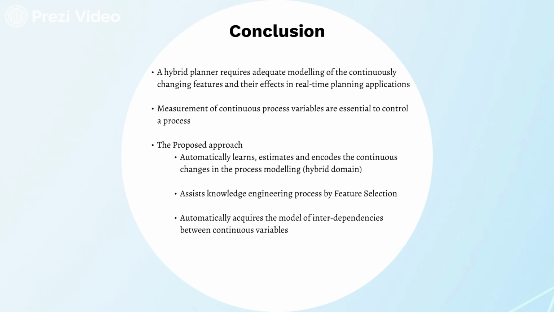We can conclude that although hybrid domain models have enhanced the potentiality of applying hybrid planning in real-world applications, still it is hard in terms of modeling continuous changes and their effects, also measuring the continuous process variables to control a process. The proposed approach automatically learns, estimates, and encodes the continuous changes in the process modeling to improve the hybrid planning performance.